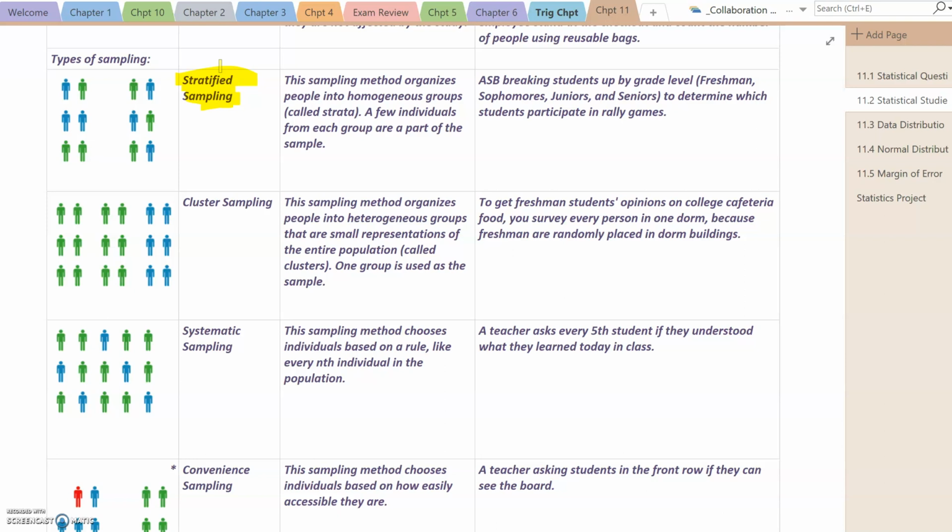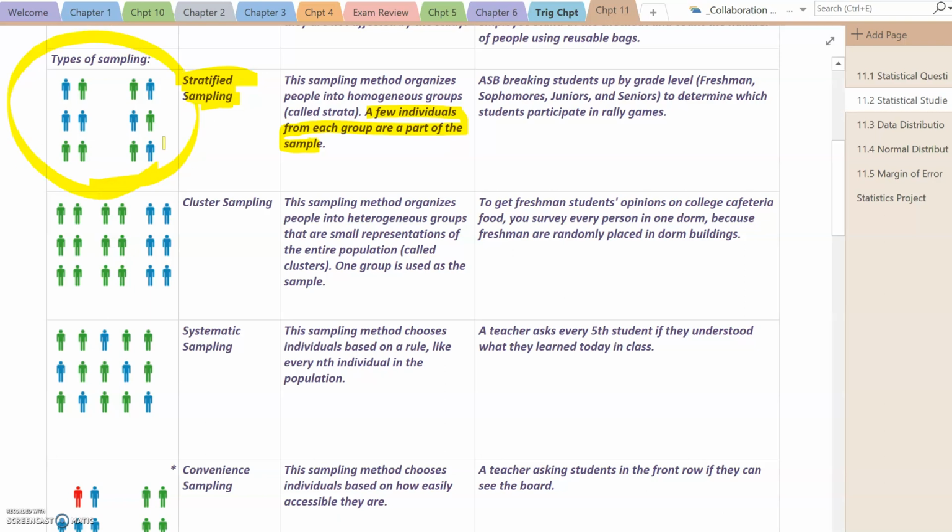So you might organize people into groups like males and females. You might break people into groups like freshmen, sophomore, junior, seniors, something of that nature. And then a few individuals from each group are a part of your sample. So you're breaking people into groups because they have something in common or because you know something about them. And that's how you're breaking them into the groups. And then a few individuals from each group are part of the sample.